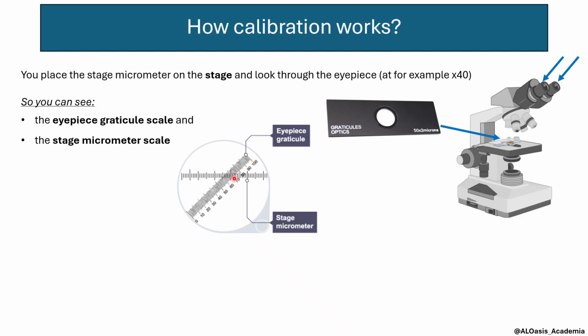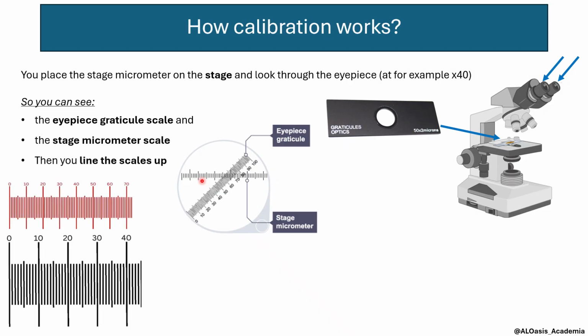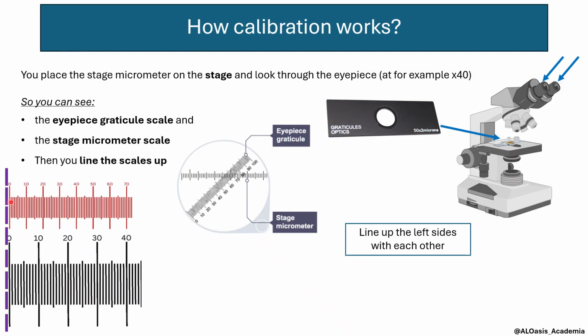But as you can see, they are not lined up. So the first thing you need to do is line the scales up. The way you do that is to take the left sides of both scales, the eyepiece graticle and the stage micrometer, and line them up, as you can see there. So the 0 units of the graticle line up with 0 micrometers of the stage micrometer. This will make it easier for you to make the conversion and the calibration.